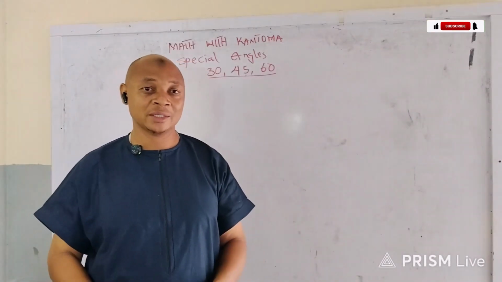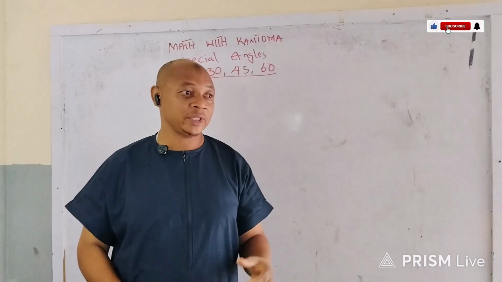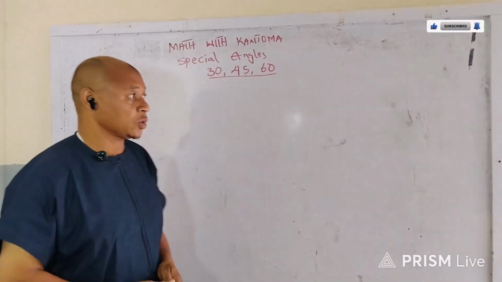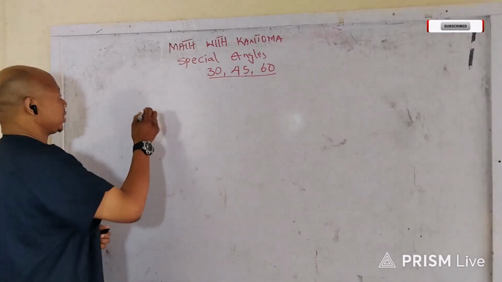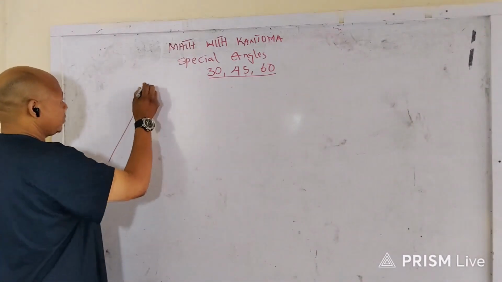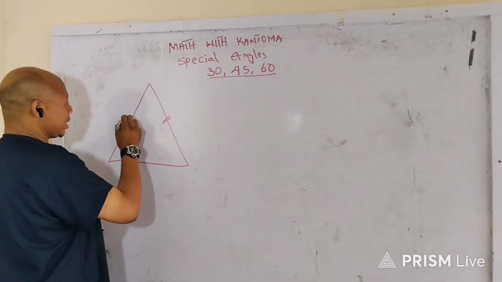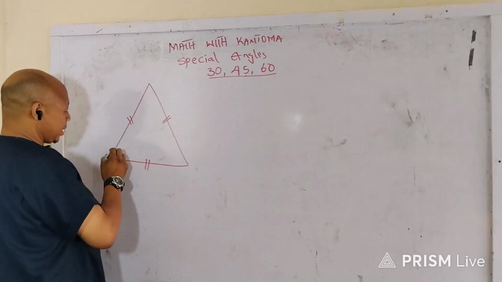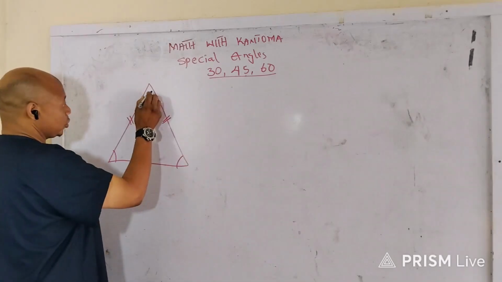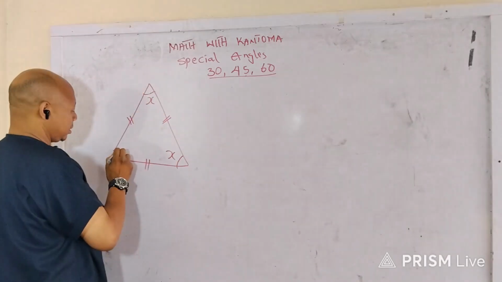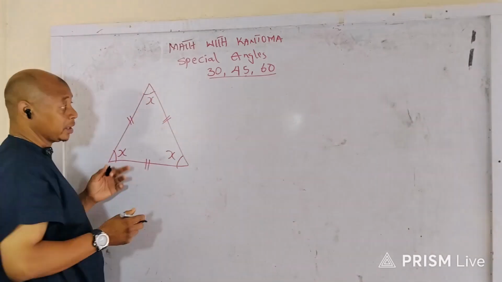In today's class, I'll be deriving the special angles. So now, let's consider the first special angle. If we have this equilateral triangle, an equilateral triangle is a triangle whose sides are of equal length, and all the angles are also equal. So now, let's denote these angles by x, x, x. We don't know the value of the angles.